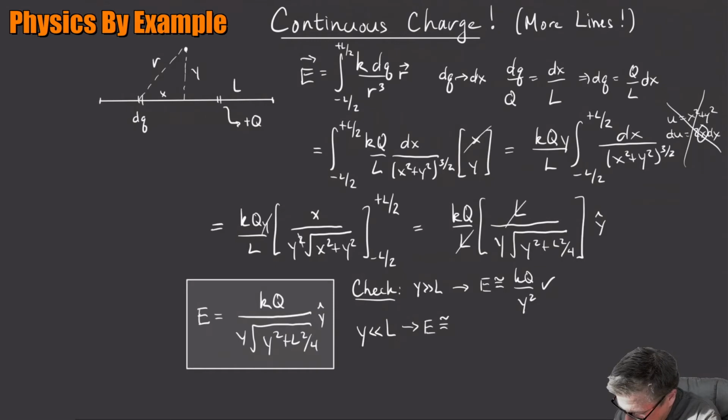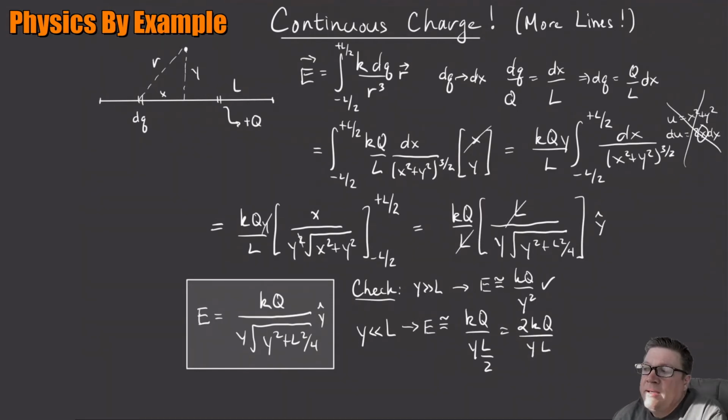So I'm going to have KQ over Y, and then it'll be the square root of L squared over 4. So that's the square, that's L over 2. So this is going to be L over 2. Well, the 2 just comes up top then. So it's 2KQ over YL.